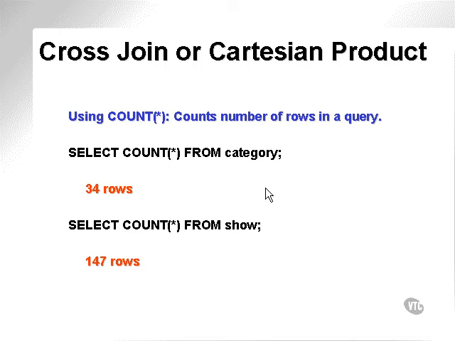What I'm going to use is called a grouping count function. We'll get to grouping functions later on. The count function simply allows me to select everything from a table and count the number of rows that I've selected. So what it's going to give me is a result on category table of 34 rows and on the show table of 147 rows.